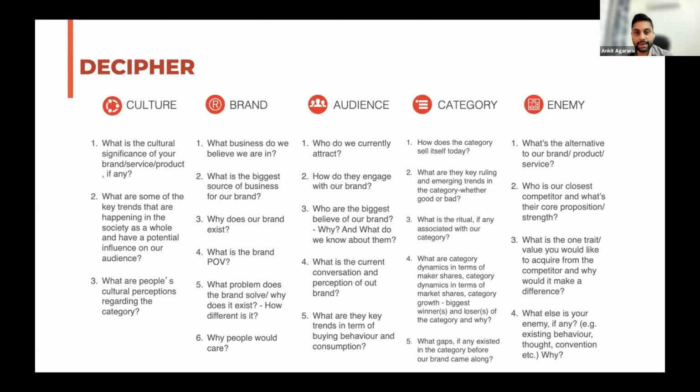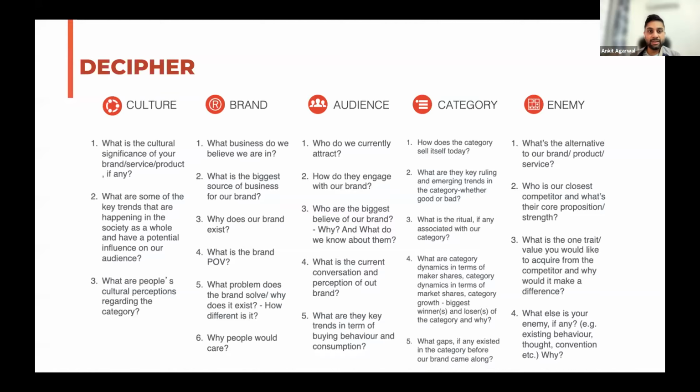If you see this slide, which is something you would have access to in the Excel sheet, under each list you have certain cues. These are the cues that you need to follow for the brand that you would be given.